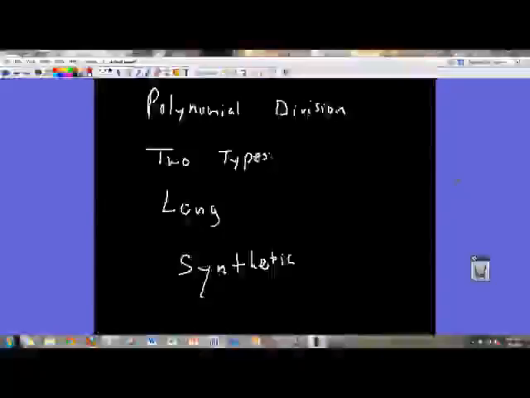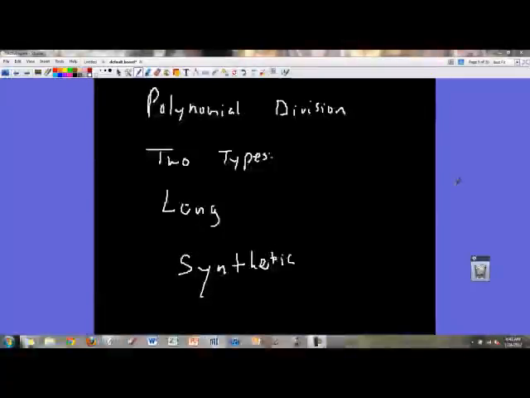This podcast is about polynomial division. Now, there are two types of polynomial division: long division and synthetic division. And the type you use depends upon the type of problem you have. Synthetic division only works under certain conditions, whereas long division always works. Now, my recommendation is, if you are able to use synthetic division, do it. Because the long division can be, well, ugly.